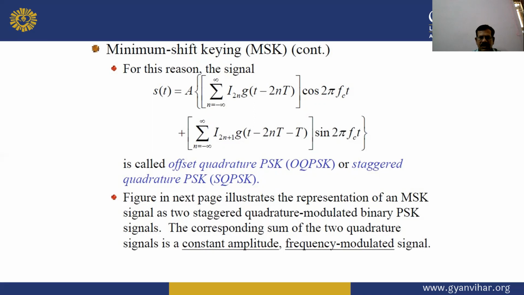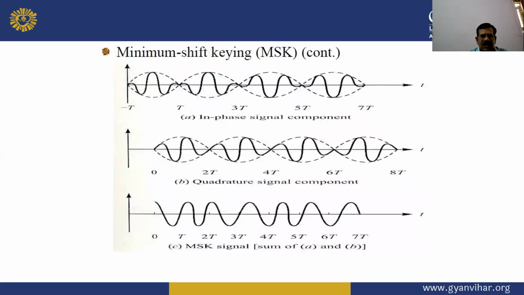The next representation is of an MSK signal as two quadrature-modulated binary PSK signals. The corresponding sum of the two quadrature signals is a constant-amplitude frequency-modulated signal. This is the representation of the in-phase signal components and quadrature signal components, and the MSK signal is the sum of waveforms A and B. Waveform C is the MSK, the sum of the two waveforms A and B.